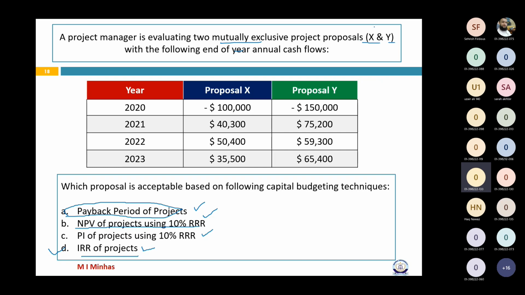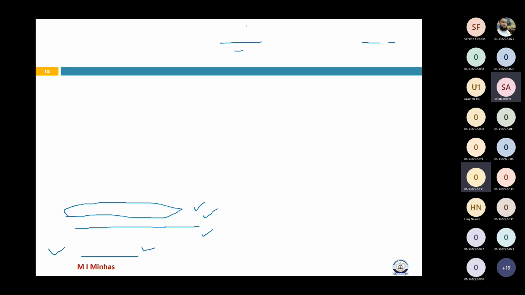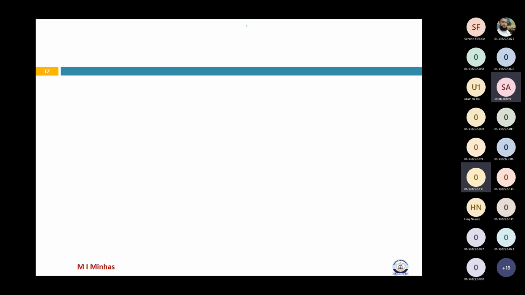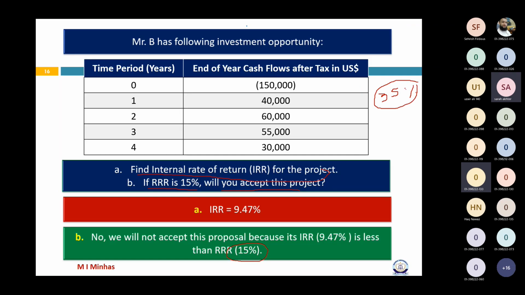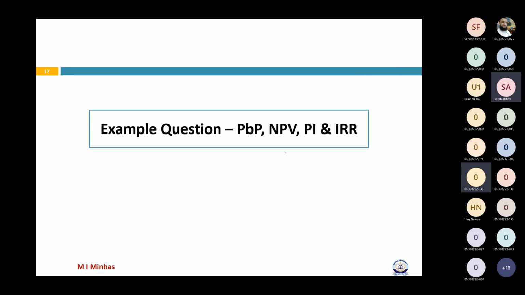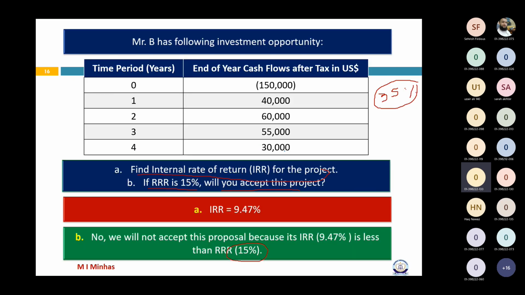Sir, as for solving the previous example, at the 9.47 internal rate of return, our NPV is not exactly becoming equal to zero. There is still some minimal difference. Yes, that is a rounding off difference, right? You're right. There would be a minor difference, maybe 100, 200. It's okay. 576. Yes, because of the larger amounts, that could be a reason. So that's why we say it's just an interpolation. It's just a guess.